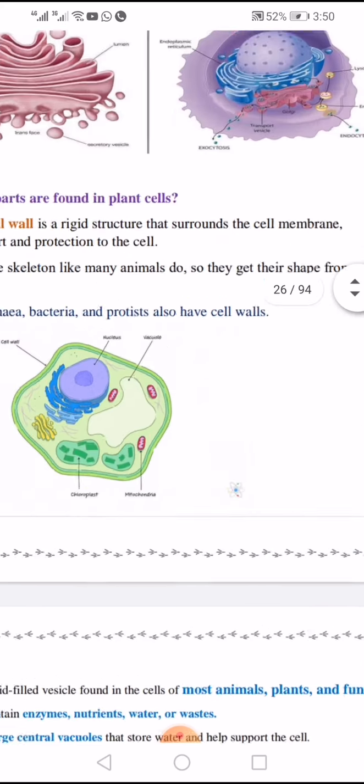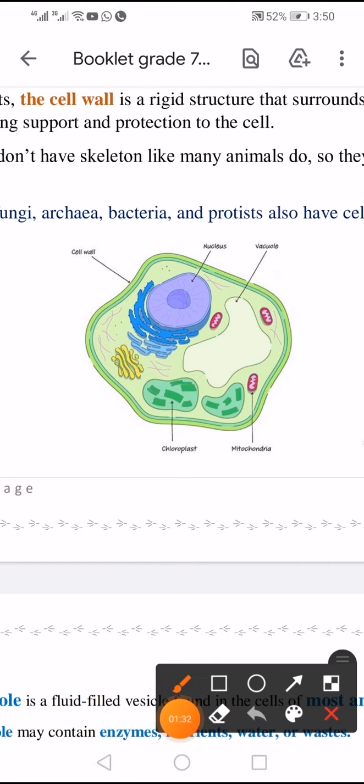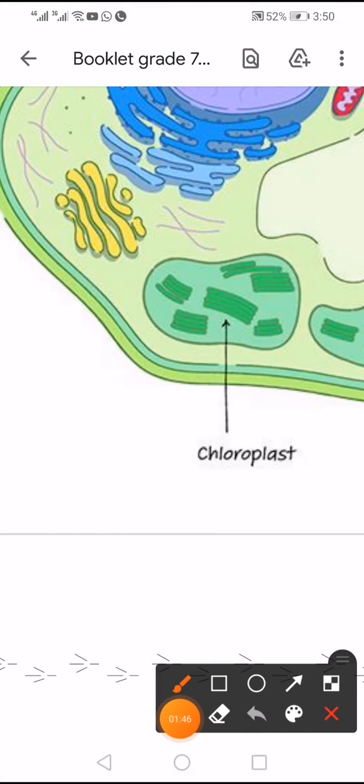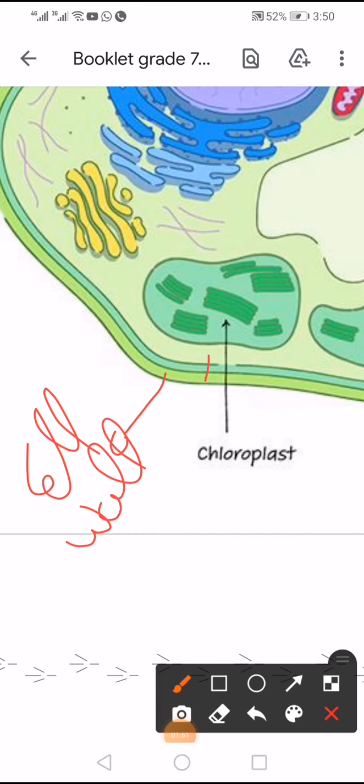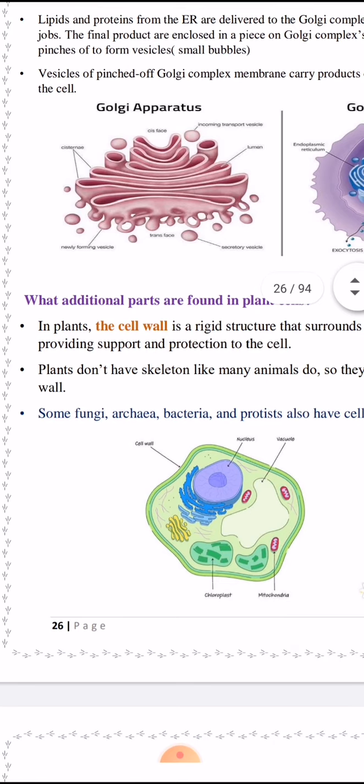Look here, this is a cell wall. So plant cell have both cell wall and cell membrane. This is the outer layer called cell wall, and here the second layer, which is green, is the cell membrane. So the cell wall protects the cell. The function of cell wall is to protect the cell.